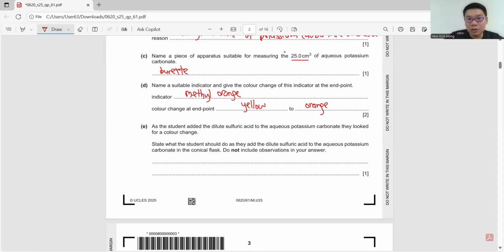E, as a student adds the dilute sulfuric acid to aqueous potassium carbonate, they look for the color change. State what the student should do as they add the acid to the potassium carbonate in the conical flask. Do not include the observation in your answer. So to make sure the color change is accurate, you need to swirl the contents of the flask.